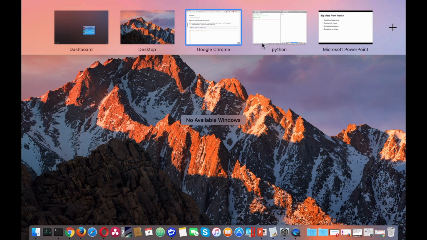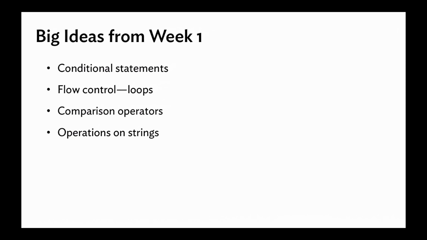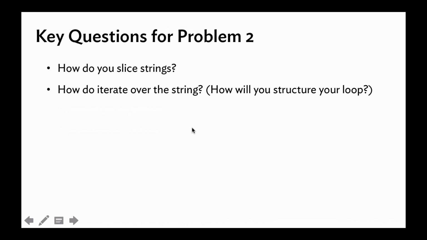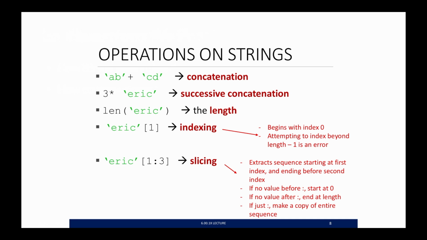So let's take a look at what I think some of the big ideas were for week number 1. If you didn't see the walkthrough for problem number 1, that's fine. The main points were if statements, flow control, comparison operations on strings. And this problem is really looking at operations on strings, I think. The key questions here are, first of all, how do you slice strings? We're going to talk about that in a second. And then how do you iterate over the string? I think the iteration that we have to do here is structured a little bit differently than it was in problem number 1. And you've seen already in the lectures how to slice strings.